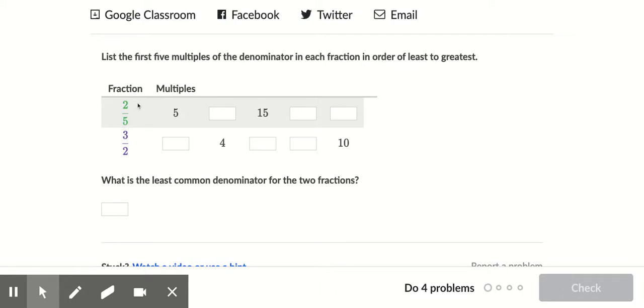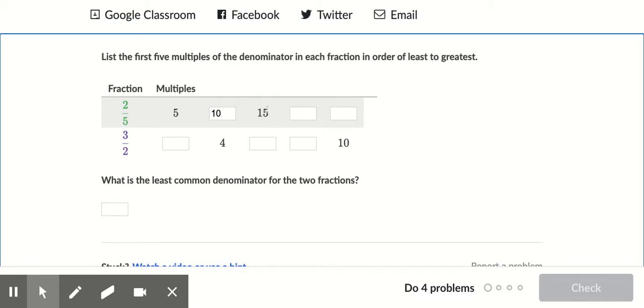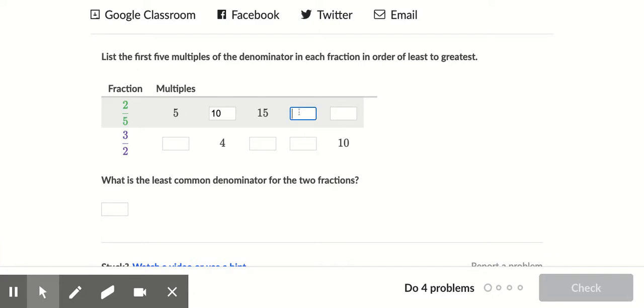So I'm going to look at my first fraction, and I'm going to find the first five multiples of this denominator. My first fraction is 2/5, and my denominator, the bottom number, is 5. So now I have to ask myself, what are the first five multiples of the number 5? Well, I know that 5 times 1 equals 5, and that's already written there for me. 5 times 2 equals 10. 5 times 3 equals 15, and that's already there for me. 5 times 4 equals 20, and 5 times 5 equals 25.